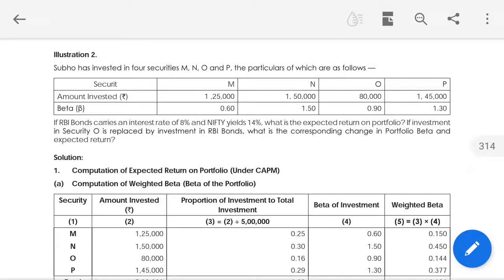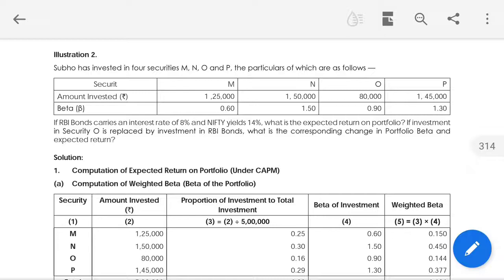Paper 14, Note 8, Security Analysis and Portfolio Management. Question number 2. Subho has invested in 4 securities M, N, O and P, the particulars of which are as follows. Security, amount invested, beta. So amount invested in M is 1,25,000, amount invested in N is 1,50,000, amount invested in O is 80,000, amount invested in P is 1,45,000.